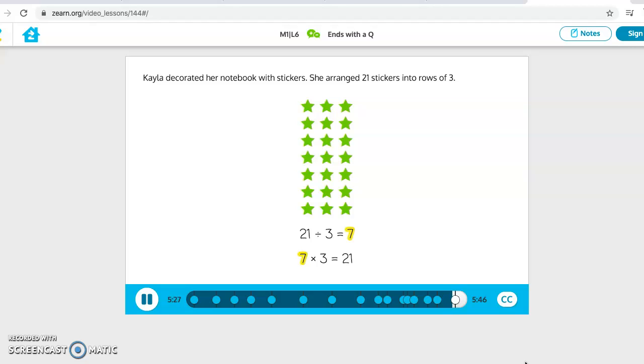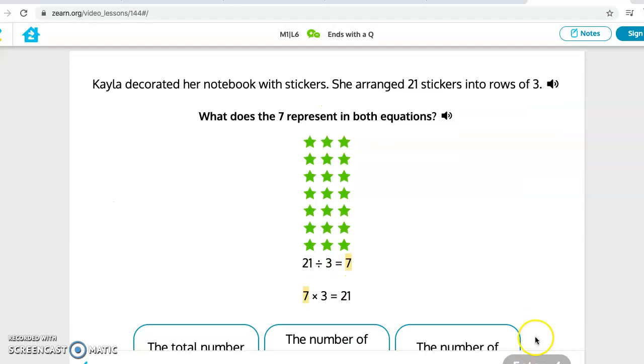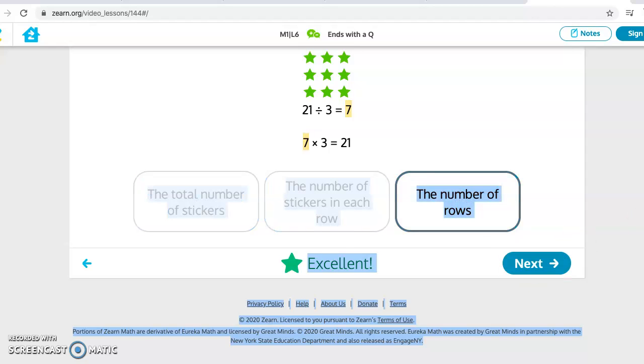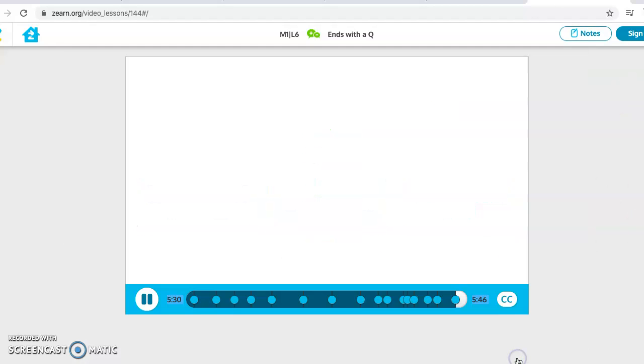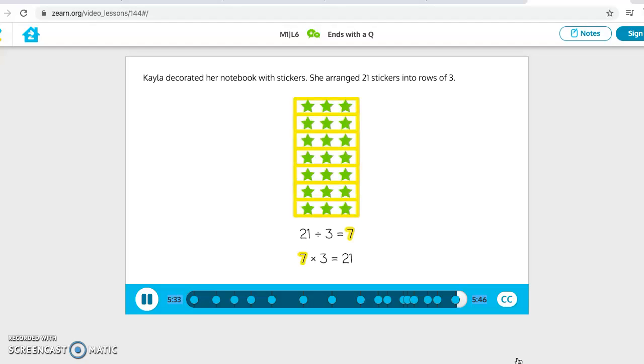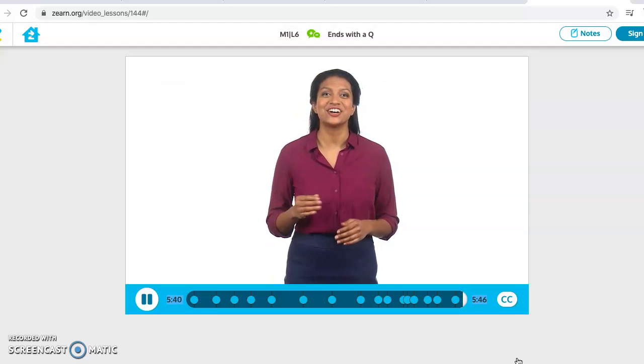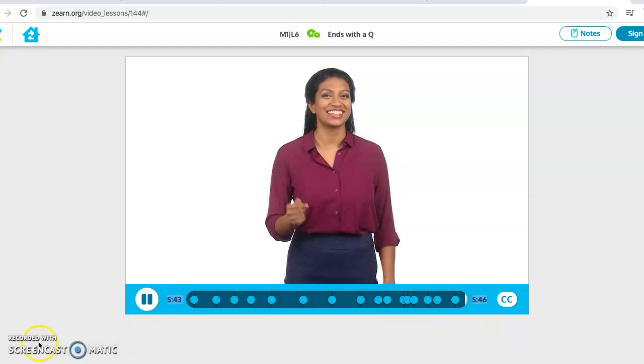What does the 7 represent in both equations? In both equations, 7 tells us the number of rows or groups. Awesome job today working with quotients and unknown factors. Keep on practicing in the Tower of Power.